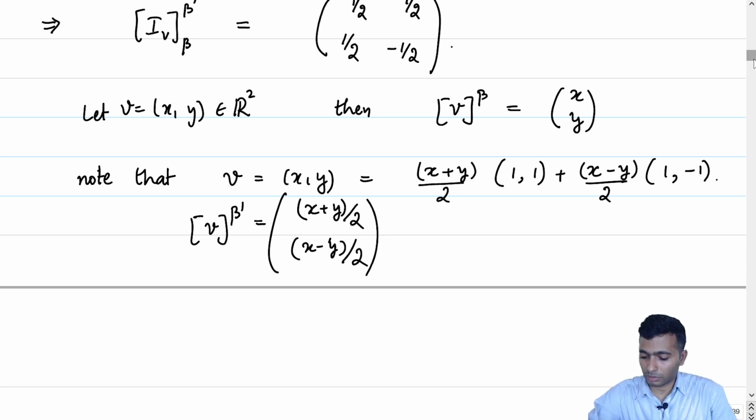So, V beta is (x, y). If, say, V is (2, 3), V beta will be (2, 3), and if V is (2, 3), then V beta prime will be 5/2 and -1/2, right.